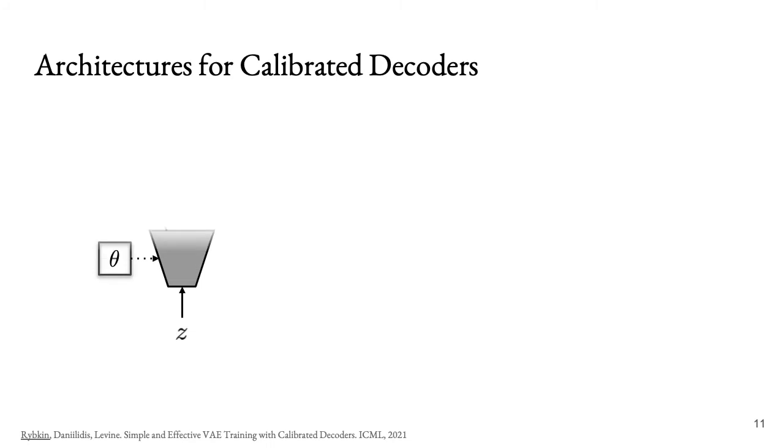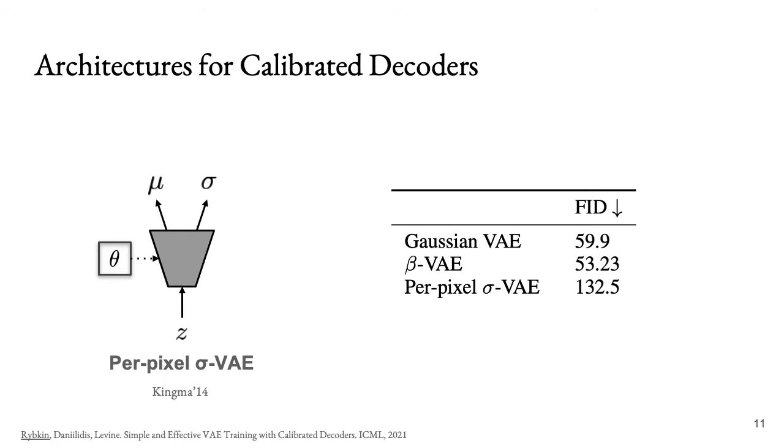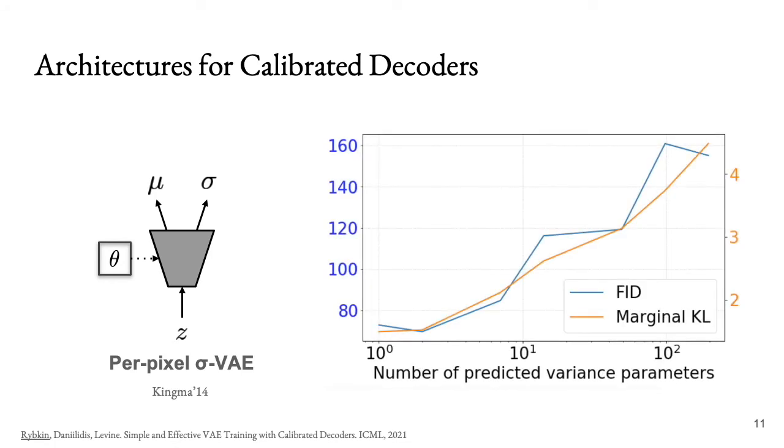If learning the sigma works so well, why is it not used more often? To answer that, we provide an analysis of various calibrated decoders. A naive approach is to predict a different variance for every pixel as another decoder channel. While this is an expressive decoder, empirically, we find that it leads to poor samples. The FID perceptual distance is much higher for the per-pixel sigma VAE, even worse than the naive unit Gaussian. More generally, while learning the variance is beneficial, learning more expressive variance, measured as the number of learned variance parameters, monotonically leads to worse FID and larger marginal divergence.